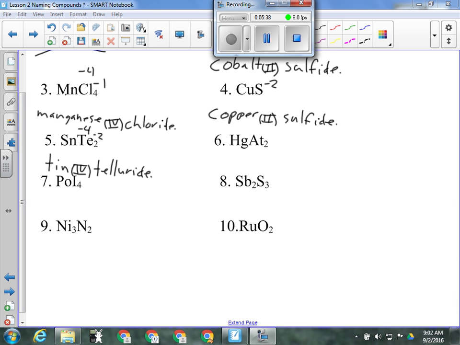All right, so for number 6, I've got mercury with astatine. Astatine is always a -1. So that gives me a total of 2 negative charges, so this must be the mercury with the 2+ charge. So this is mercury(II) astatide.